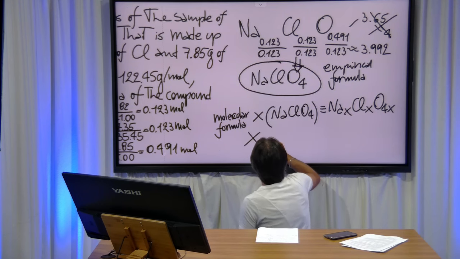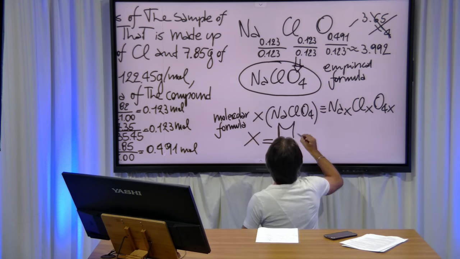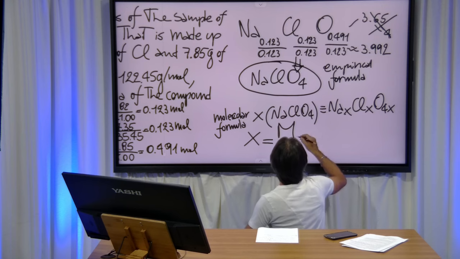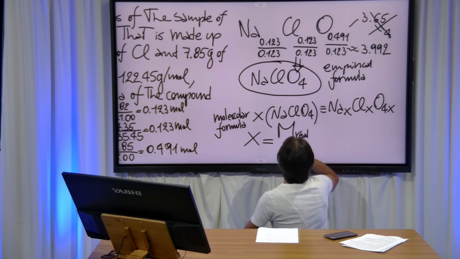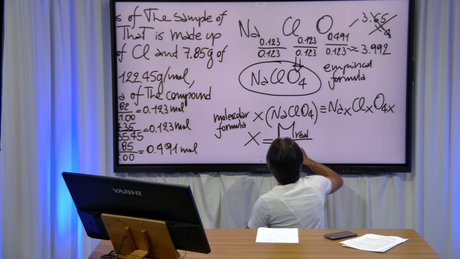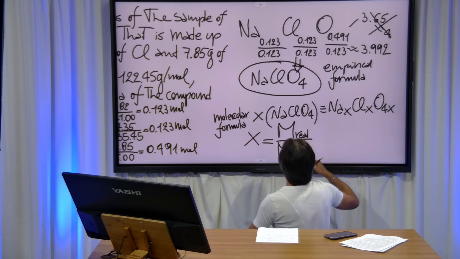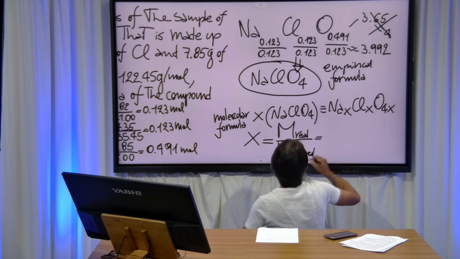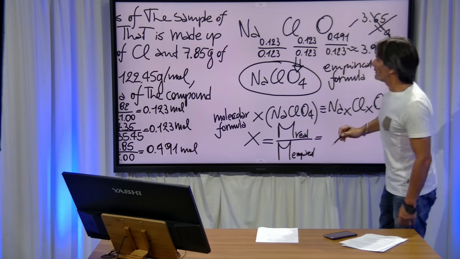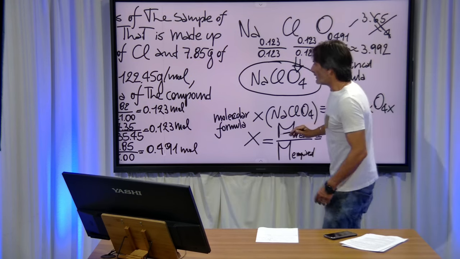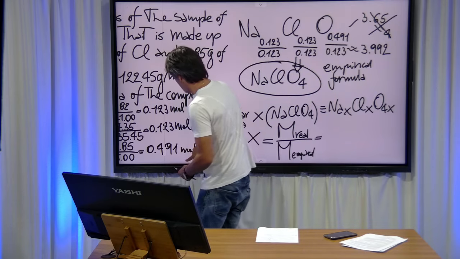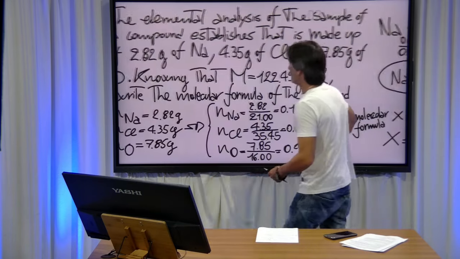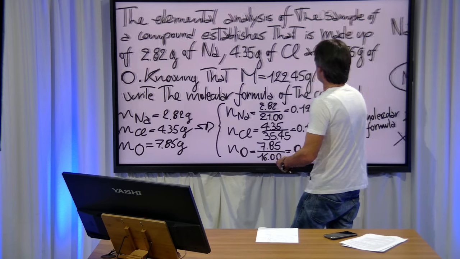So the X could be equal to the ratio between the molar mass of the real compound measured in the lab divided by the molar mass of the empirical formula. This value is given by the exercise and is okay.